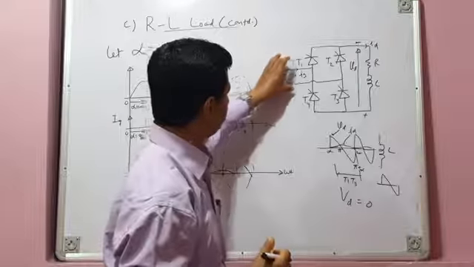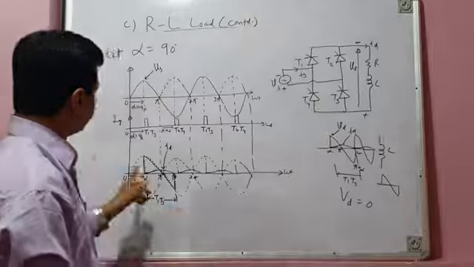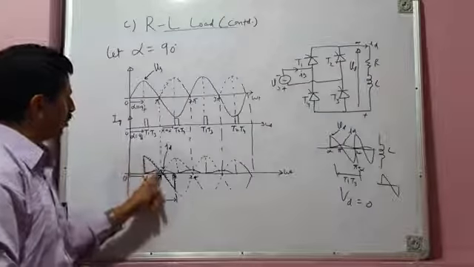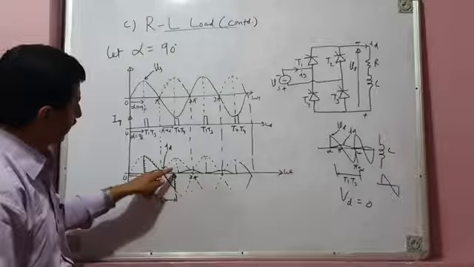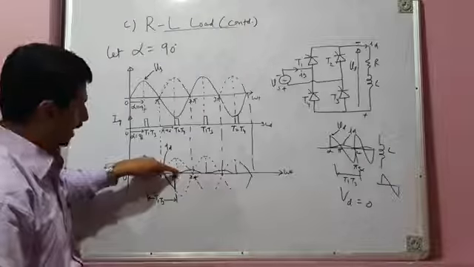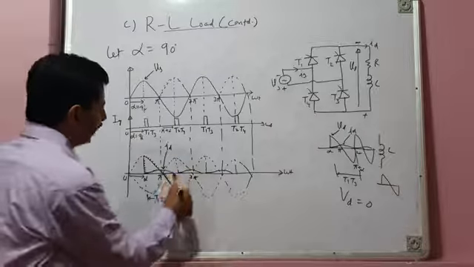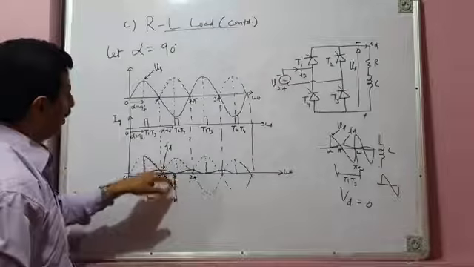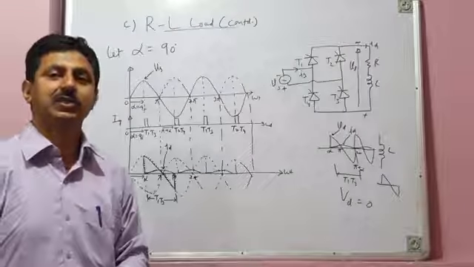It draws power from the source and it consumes that power. So therefore, positive area, positive voltage has to be greater than negative voltage. That's why our current does not last up to the next instant of firing. If our current would have lasted up to the next instant of firing, then in that case negative area would have been exactly equal to positive area, and average load voltage would again have been zero.